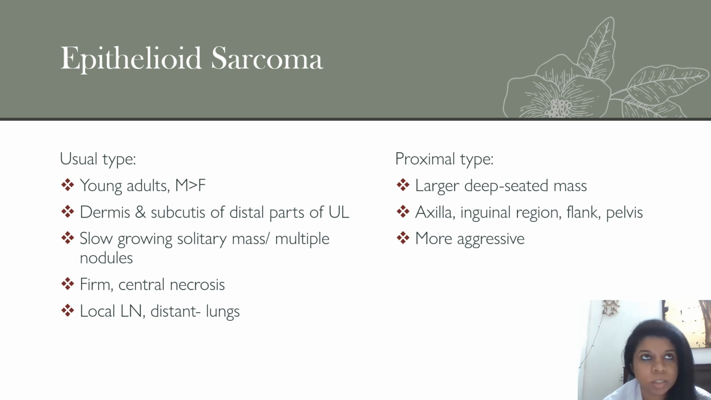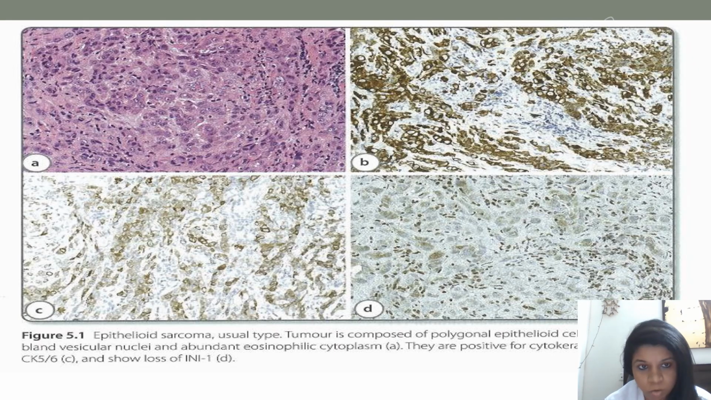So as we all know, as a dictum, sarcomas go by the hematogenous route and carcinomas spread through the lymphogenous route. But there are some sarcomas that can have a predilection to lymph nodes as well. So you have to remember that epithelioid sarcoma can go to local lymph nodes. The proximal type is usually a larger mass, deep-seated, and seen in the axilla, inguinal region, flanks, pelvis, etc. And they are more aggressive than the usual type of epithelioid sarcoma.